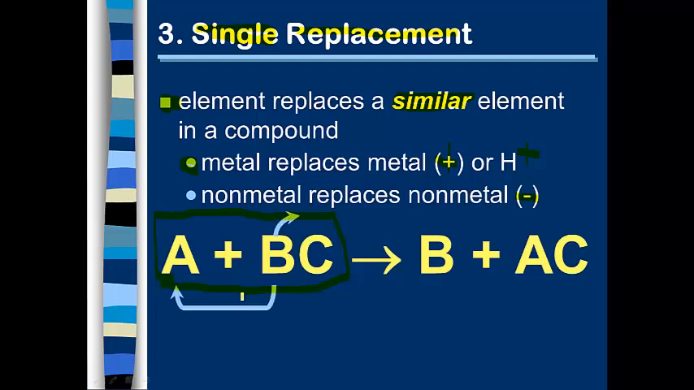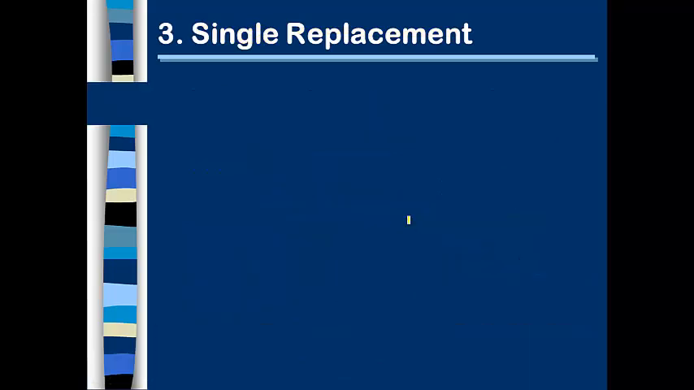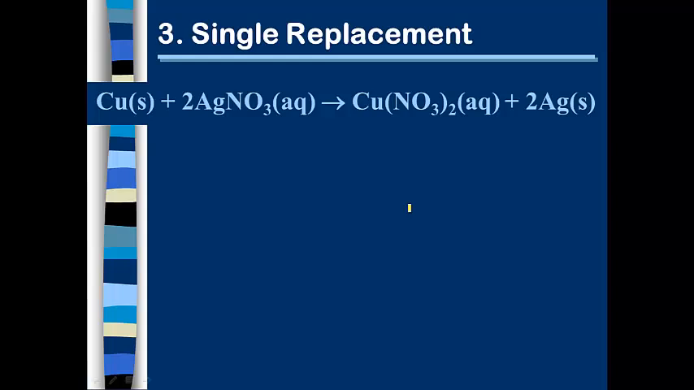Okay, so this is just giving you the arrow here, where this A is a metal and it's going to kick out the metal and set it free, so to speak. We'll talk more about that when we talk about predictions.